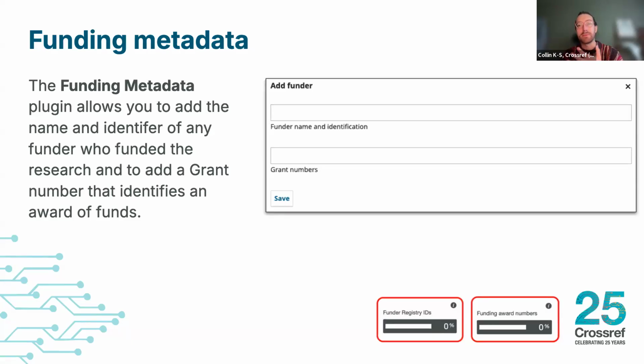Some funders are also themselves members of Crossref and so are able to register, what do we call them, Grant IDs, which are essentially DOIs for grants. So you can include either type, either a grant ID or just an internal grant number, to this funder data box here, and that will get sent off to Crossref, and that will improve your funding award number score.